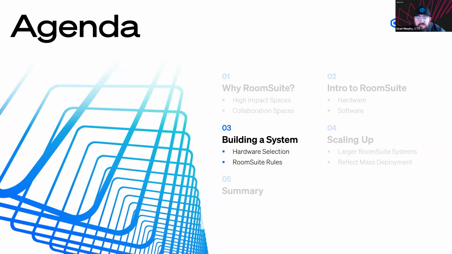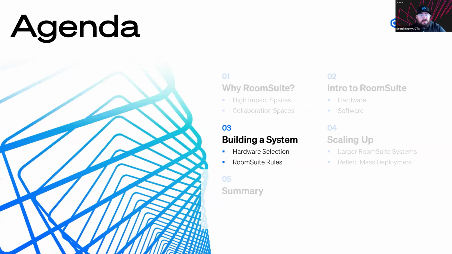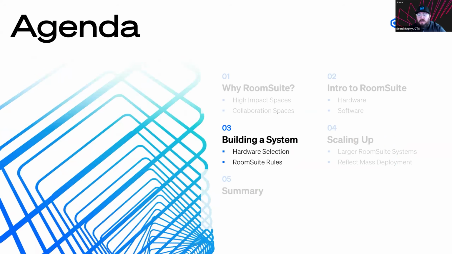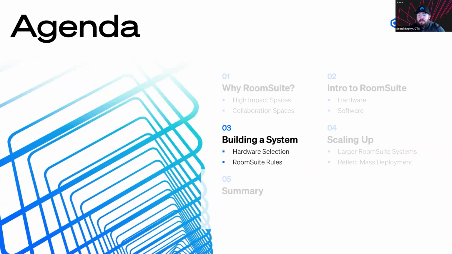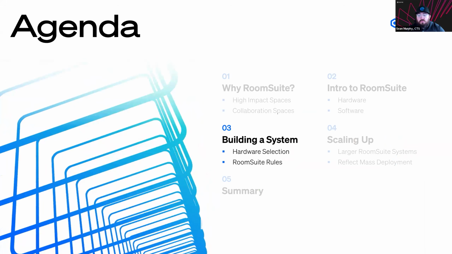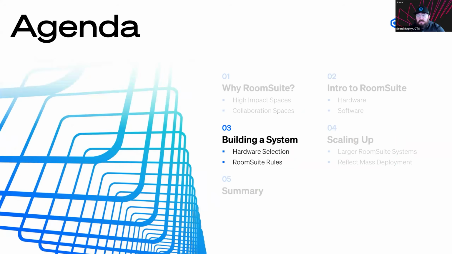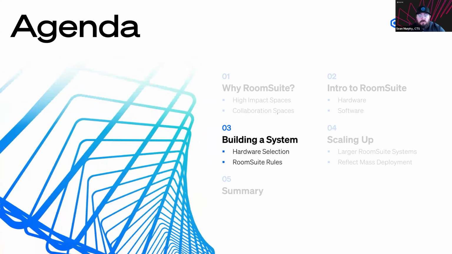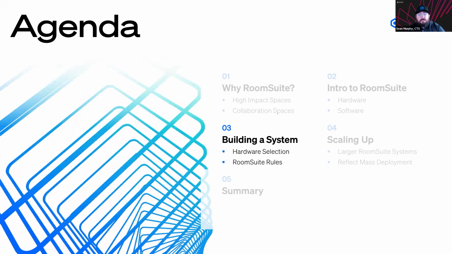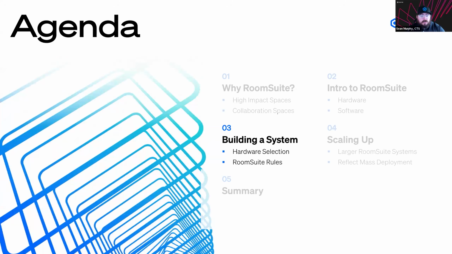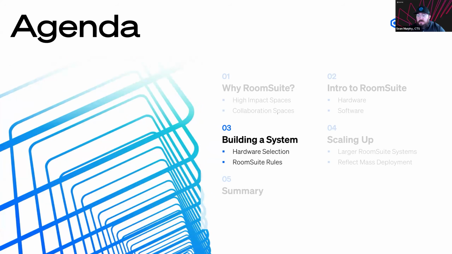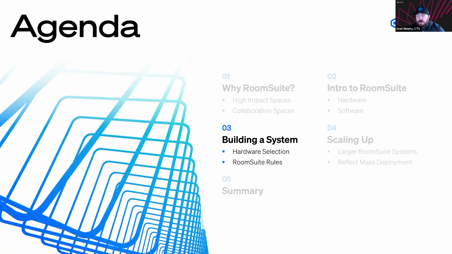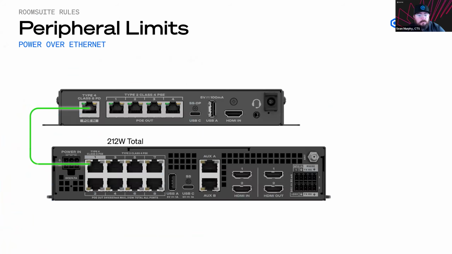All right, so we have talked about why, we've talked about what. Now let's put it into practice and build a couple systems. And we need to, in this space, also talk about the rules and knowing the limits, so to speak, of RoomSuite Modular System. We built this to be flexible, but also easy to deploy, manage, monitor. And so with that, we need to make sure we know what peripherals are available, what the right components to use are, and then we can apply that to designing a small conference room.